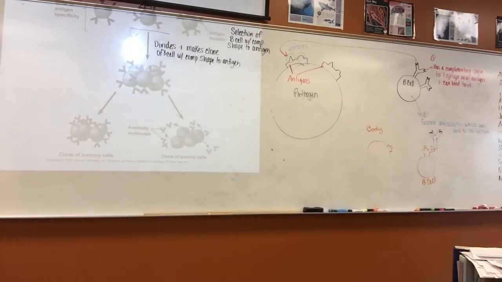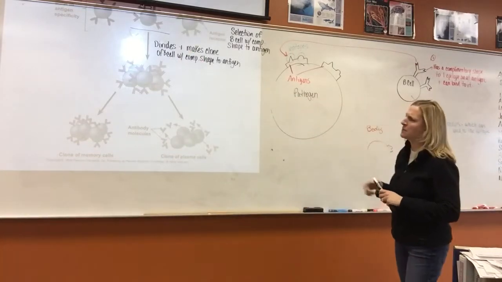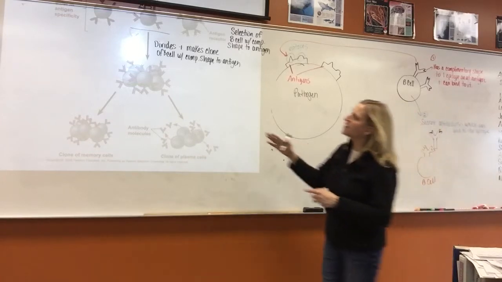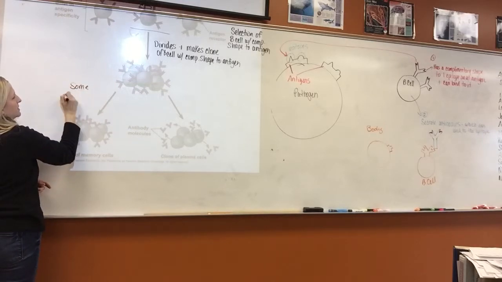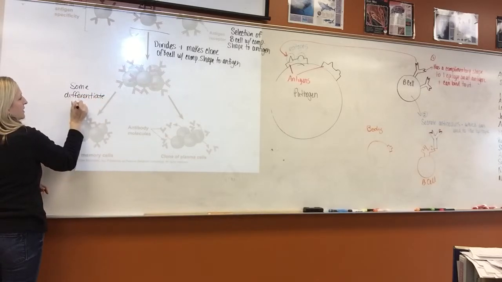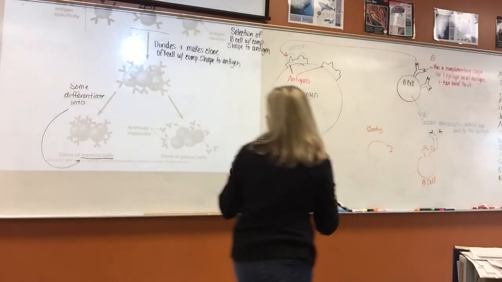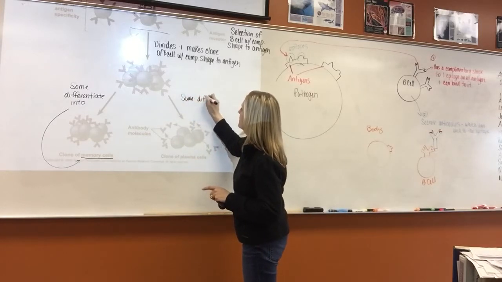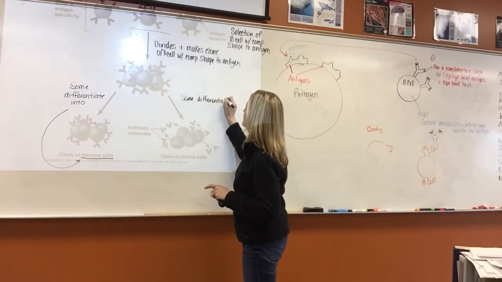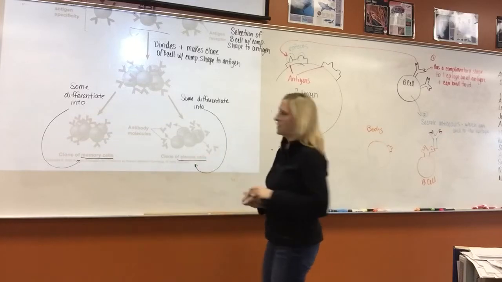All right, so therefore we get lots of these different B cells that have this complementary antigen binding site there. So then what happens is some of these cells differentiate in order to specialize into, I'm going to put here, memory cells. And then the others differentiate into plasma cells.